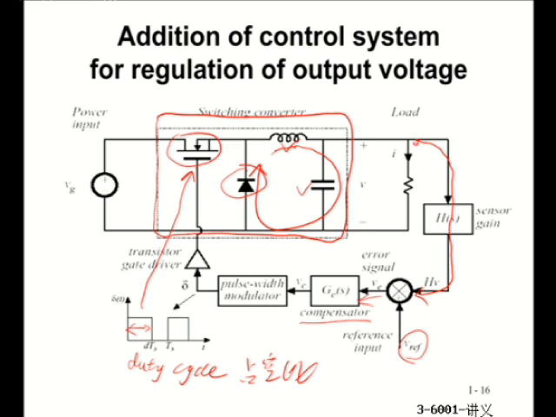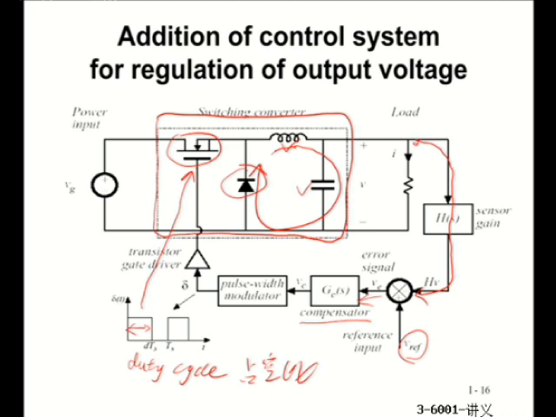Okay, that means we are able to adjust for how much time, or for how much percentage of time over one cycle, we are turning on the power MOSFET. So therefore, if the output voltage is lower than the reference, the duty cycle will be enlarged.